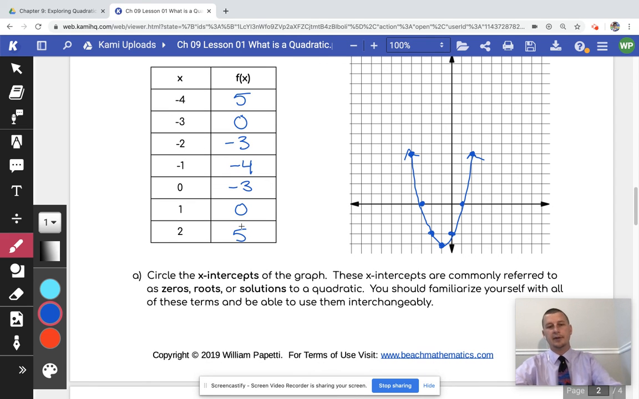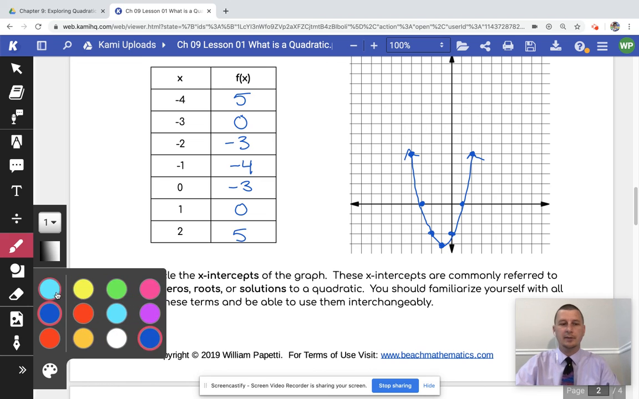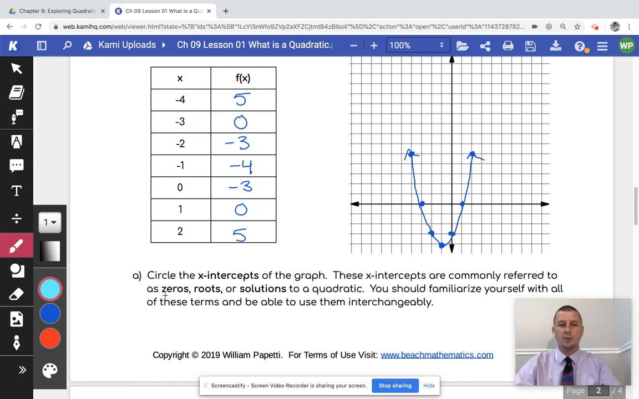And it says, circle the x-intercepts of the graph. These x-intercepts are commonly referred to as zeros, roots, or solutions to a quadratic. You should familiarize yourself with all of these terms and be able to use them interchangeably. So these are very important words that we're going to be dealing with in the next coming lessons and the chapters for that matter. So when you think of x-intercepts, it's where the graph intersects the x-axis.